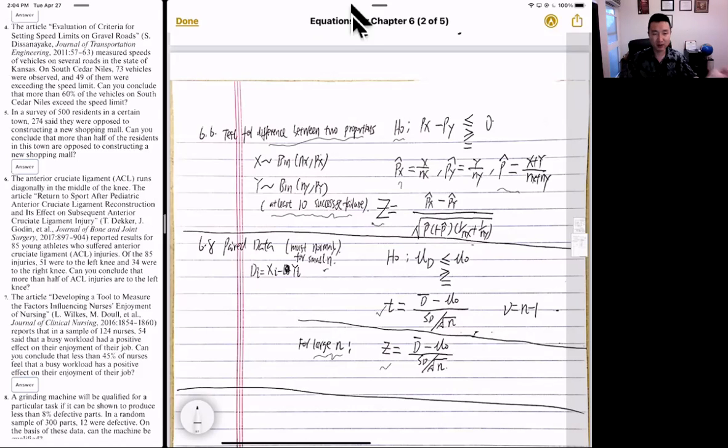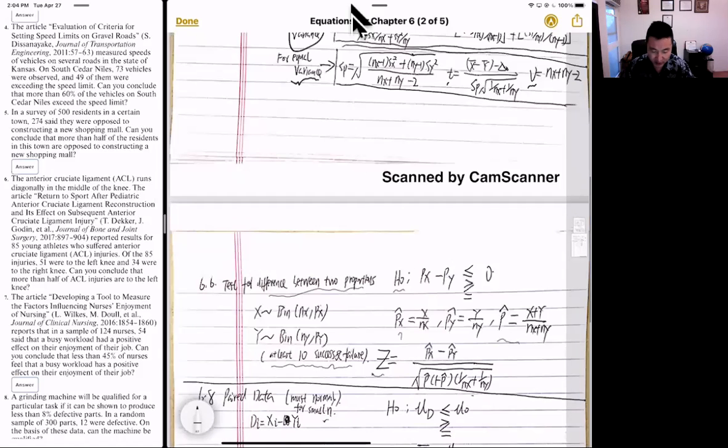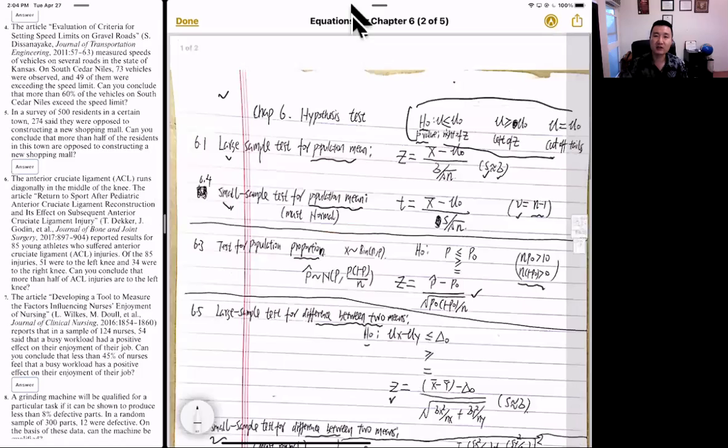I found it very convenient to write down all the similar equations together, especially for chapter 5 and chapter 6. So I will do one list for chapter 6 and another list for chapter 5, so I can write the equations side by side, and also write down the conditions under which I can use each equation.